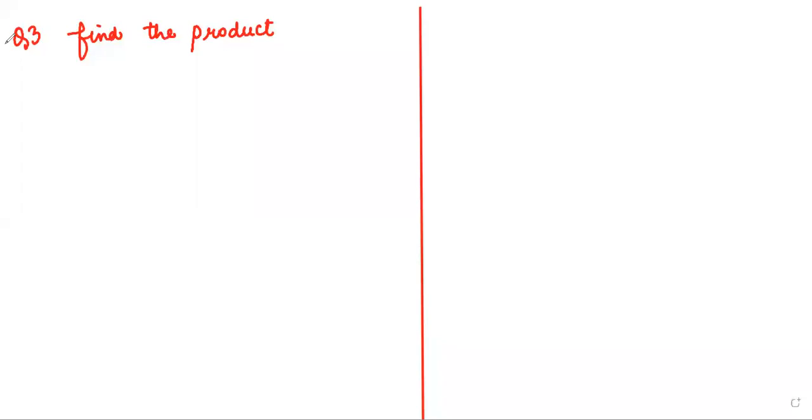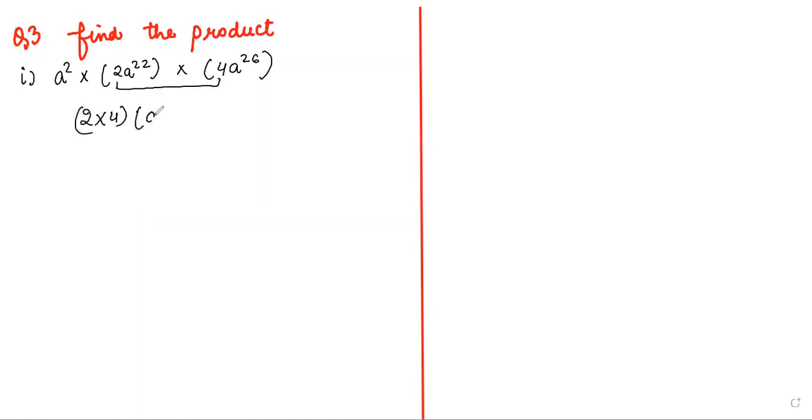Now question number 3, find the product. First part is a square into 2a raised to the power 22 into 4a raised to the power 26. Now multiply 2 by 4, multiply by a square into a raised to the power 22 into a raised to the power 26. 2 into 4 is 8, into a raised to the power 2 into a raised to the power 22 into a raised to the power 26.